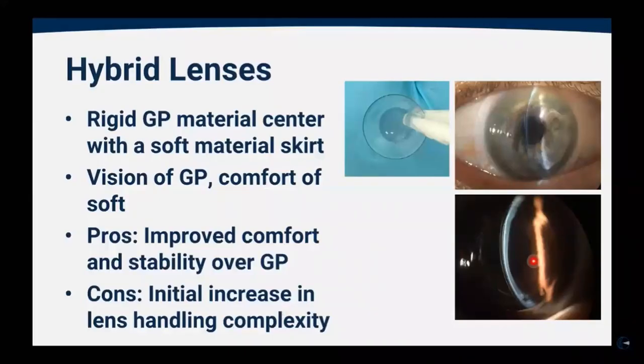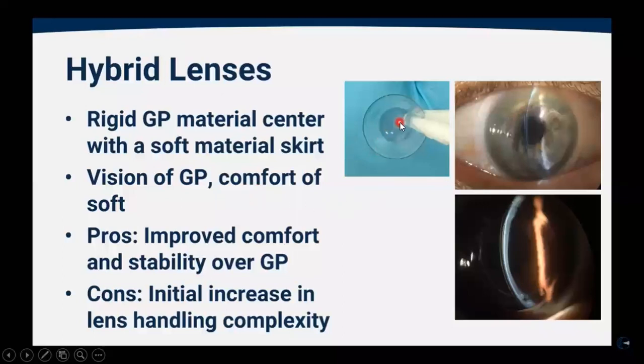The third option you have is the hybrid lenses, as I have shown in the previous diagram. So hybrid lenses, you have a rigid GP material center. In the center you have an RGP material with a soft material skirt. The periphery is made up of a soft material.